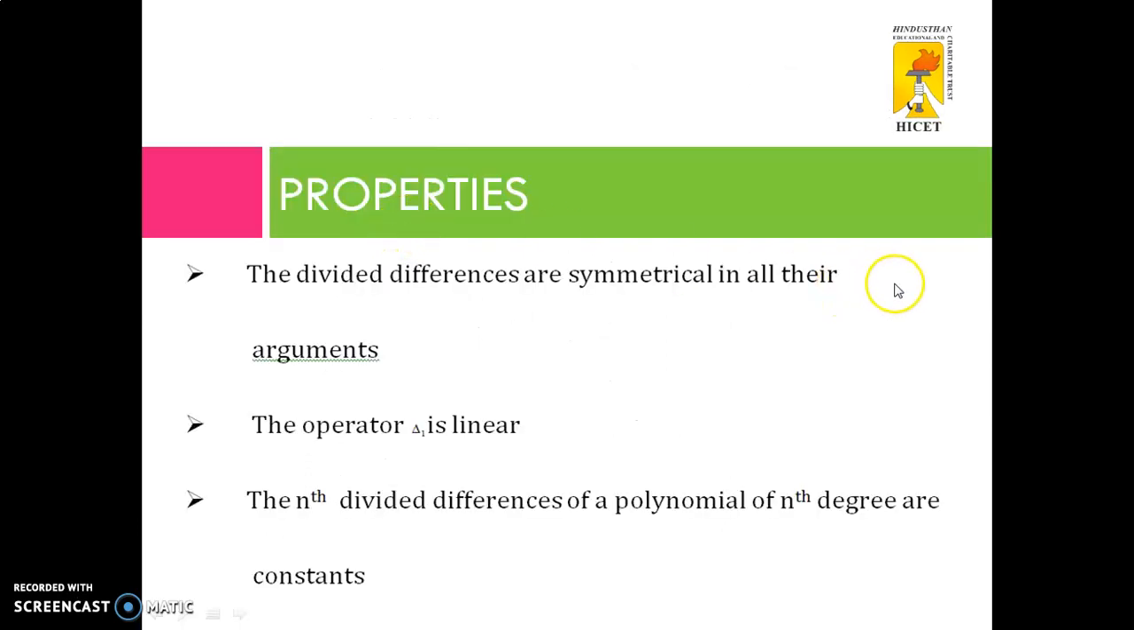The properties of divided differences are: the divided differences are symmetrical in all their arguments, the operator del is linear, and the nth divided differences of a polynomial of nth degree are constants.